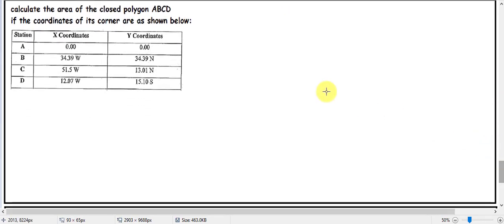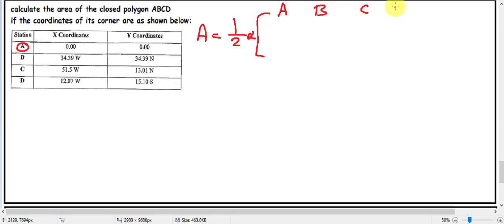Calculate the area of the closed polygon ABCD if the coordinates of its corners are as shown below. These are the coordinates of each corner. The area equals half multiplied by. We will put the first point here. I will choose the first point A. The following points are B, C, D, and I must end with the first point again. So we will put point A here.